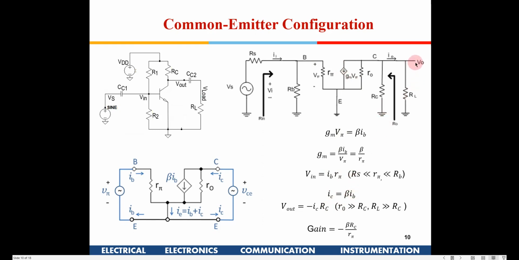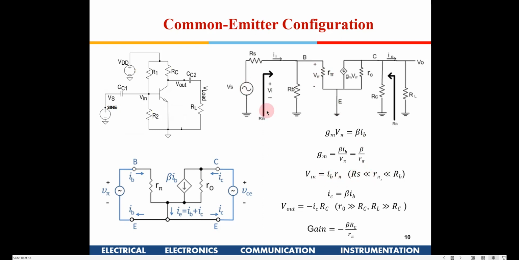And what is going to be the output voltage? So you have these three resistances in parallel now. So you have RS, R pi, and here also I am writing V in is equal to IB R pi. If this is the source voltage, if I consider RB is much greater than R pi, and RS is much lower than R pi, then I can assume this entire voltage is available here. Okay, so I write IB R pi, right?